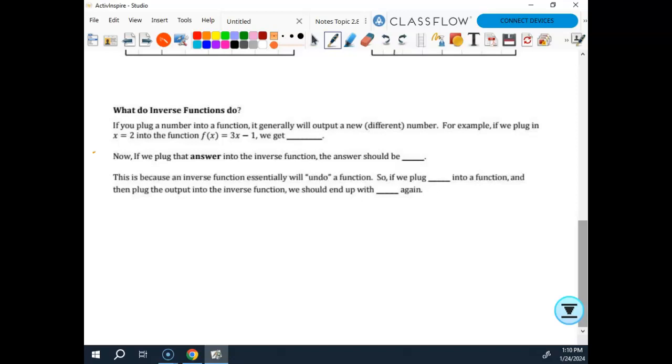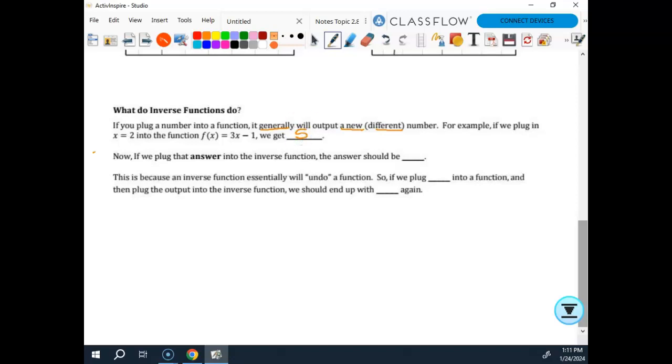Well, if you plug a number into a function, substitute is really the right word to use there. If you substitute a number into a function, it generally will output a new or different number. And it says generally there because if I substitute 5 into a function, yeah, I could get 5 back out, but most of the time it's some other number, right? So it says, for example, we plug x equals 2 into this function. What do we get? 5. Good. I know it was a really hard question.